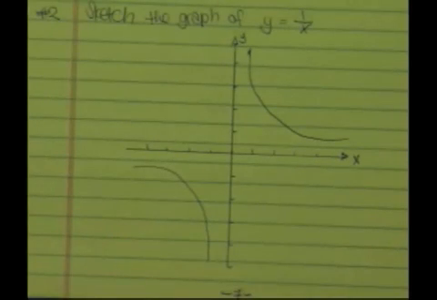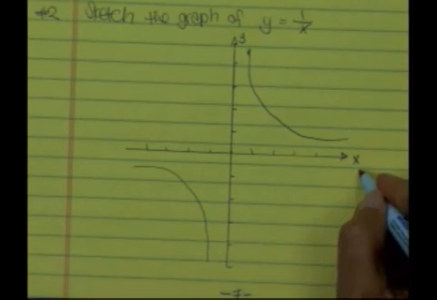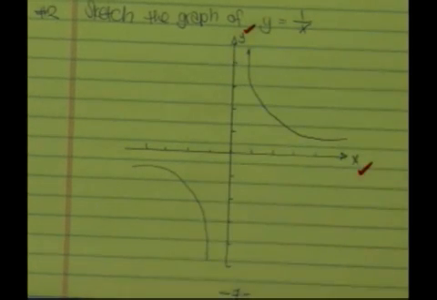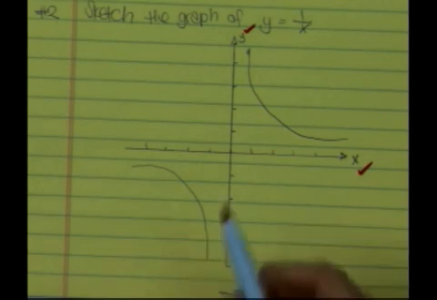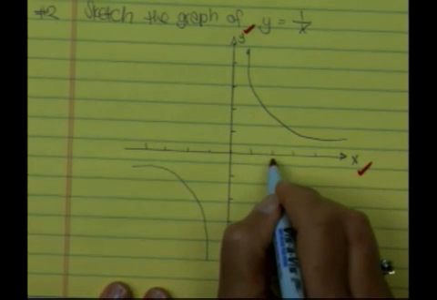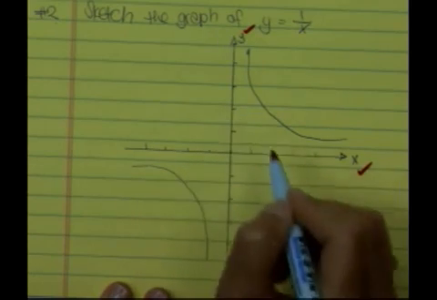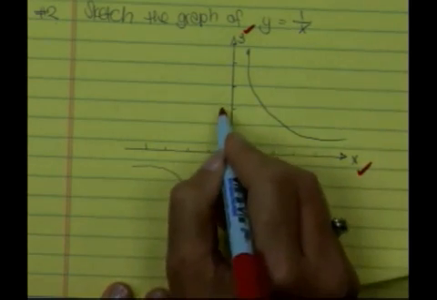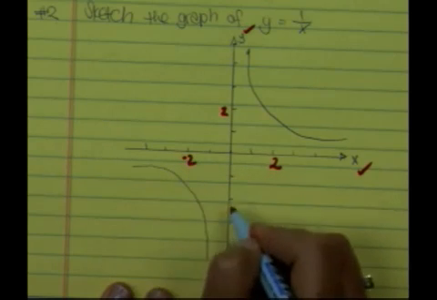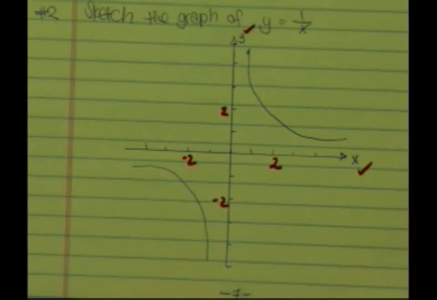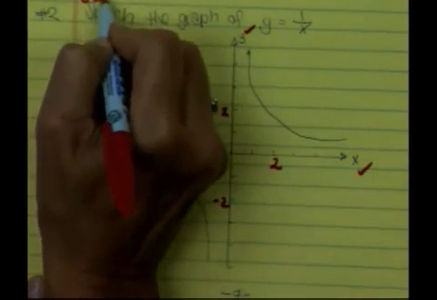Everybody happy? Let's go to problem number 2. Problem number 2 says sketch the graph of y equals 1 over x. Okay, things look good here. We got an x and we got a y. That's the start. Let's label a couple point coordinates here. Units. We got a 2 here, negative 2, negative 2. So we need to get some units on our graph when we're going to make a good sketch. Let's call that a good sketch.